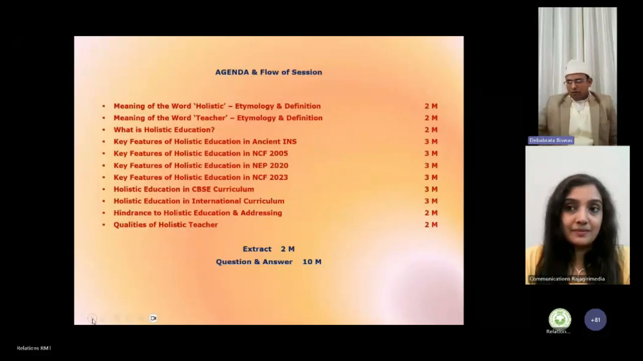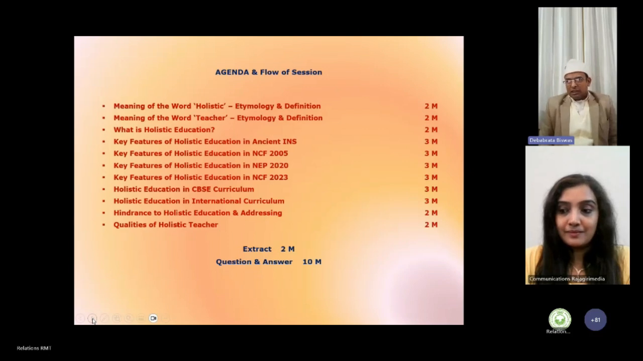So this is the flow of the session today. Meaning of the word holistic, teacher, then what is holistic education, then key features of holistic education in ancient Indian knowledge system, then NCF 2005, NEP 2020, NCF 2023, CBSE curriculum, international curriculum, and then what are the obstacles we face while implementing holistic education and addressing them, and finally, the qualities of holistic teacher. Thank you, ma'am. Next slide.